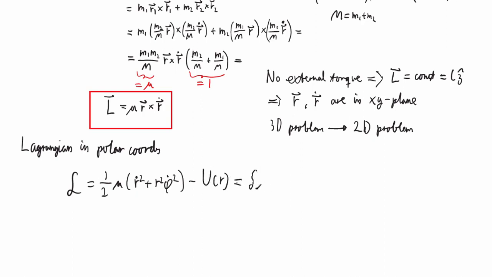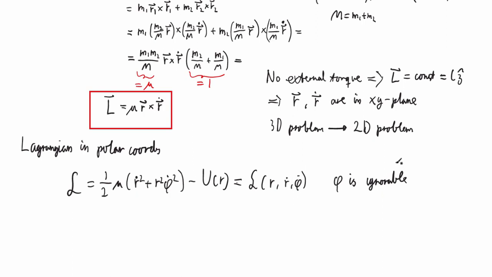So that's our new Lagrangian. Now we can see here that it depends on r. It does not depend on phi. It depends on r dot, and it depends on phi dot. Since it doesn't depend on phi, we say that phi is ignorable.